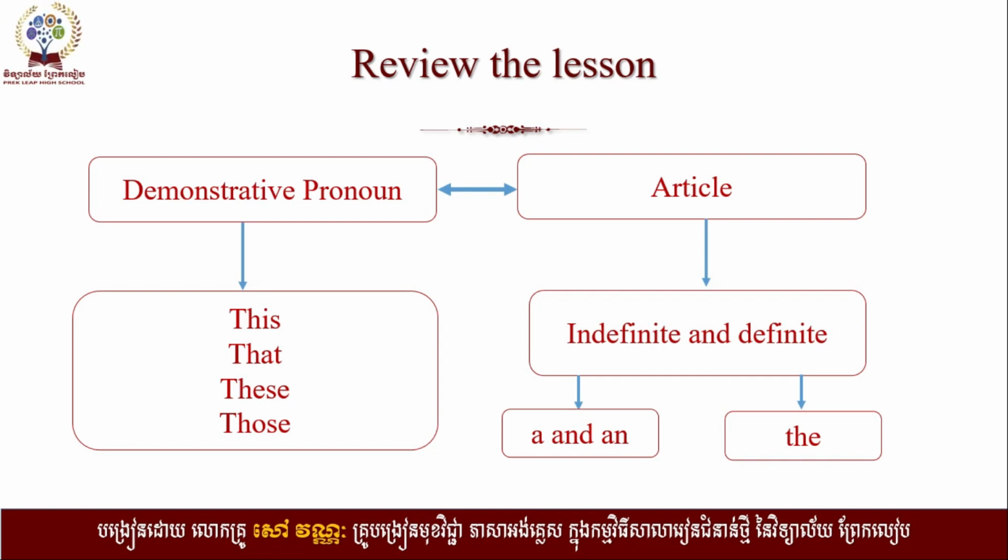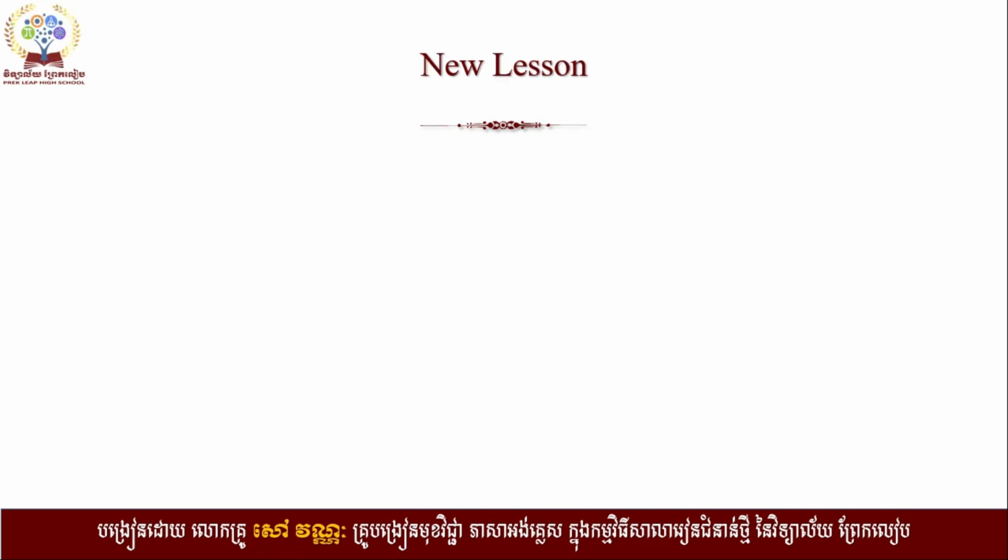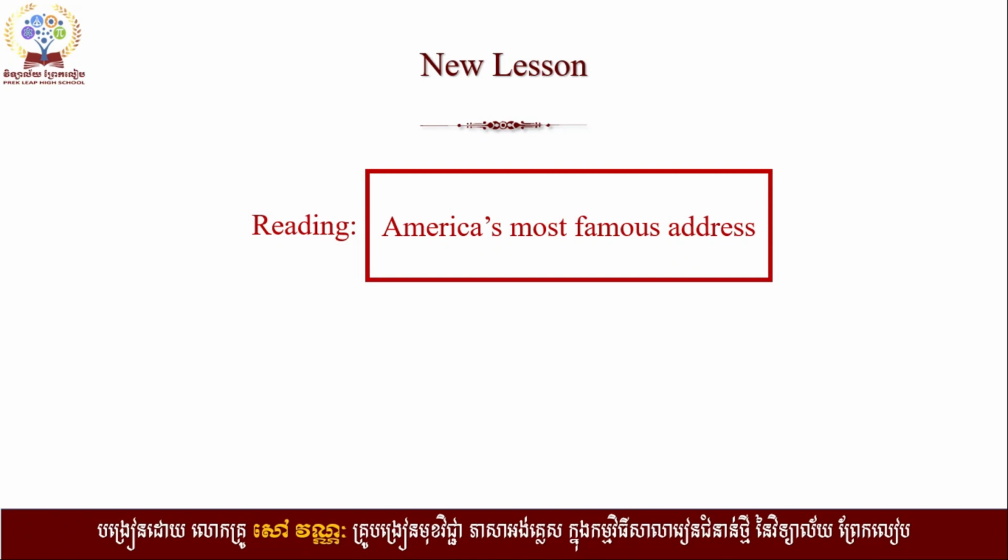Let's just look at article. What is article? Article is a word or adjective that is used to modify noun. And it is classified into two parts, which are indefinite and definite. Indefinite article contains a, an, and definite article consists of the. Let's just look at the new lesson.